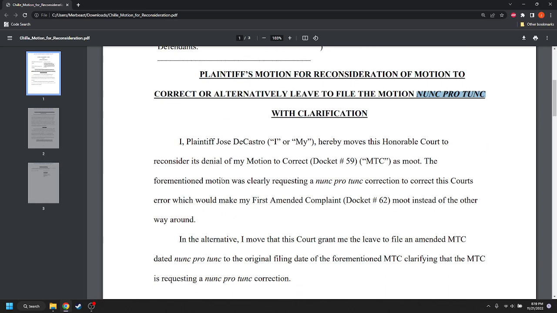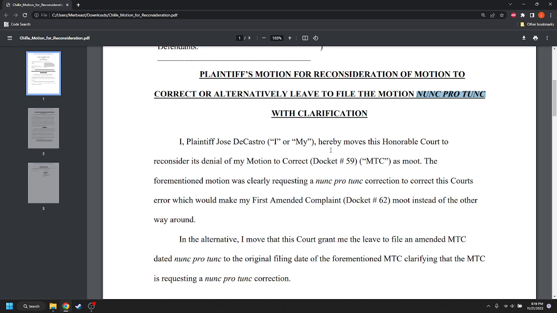With clarification, I, plaintiff Jose Decastro, hereby move this honorable court to reconsider its denial of my motion to correct, docket number 59, as moot. So the court had denied his motion to correct because he had filed a first amended complaint. The motion to correct was to enter his notice of voluntary dismissal nunc pro tunc, as in he wanted to enter it on November 6th instead of when it was actually entered, which was like November 9th or 10th.